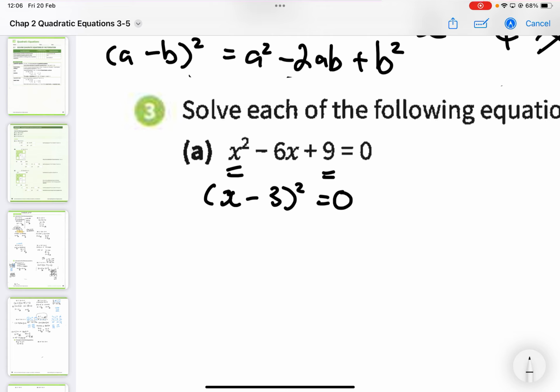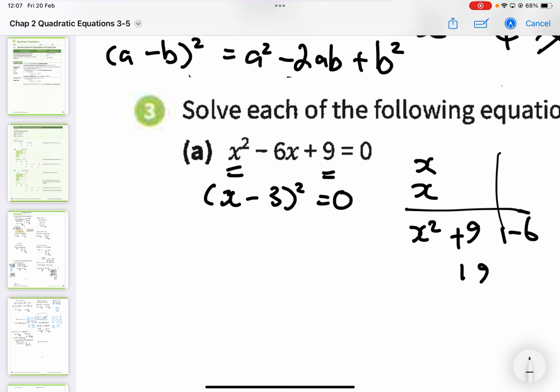x minus 3 multiplied by itself is 0, means x minus 3 must be 0. Okay? But if you cannot see this identity, to be honest, I also cannot see the identity one sometimes. Then you can still do your factorization. Just do your factorization as per normal. Minus 6. Then here must be x and x. Okay? Then here must be 1 times 9 or 3 times 3.